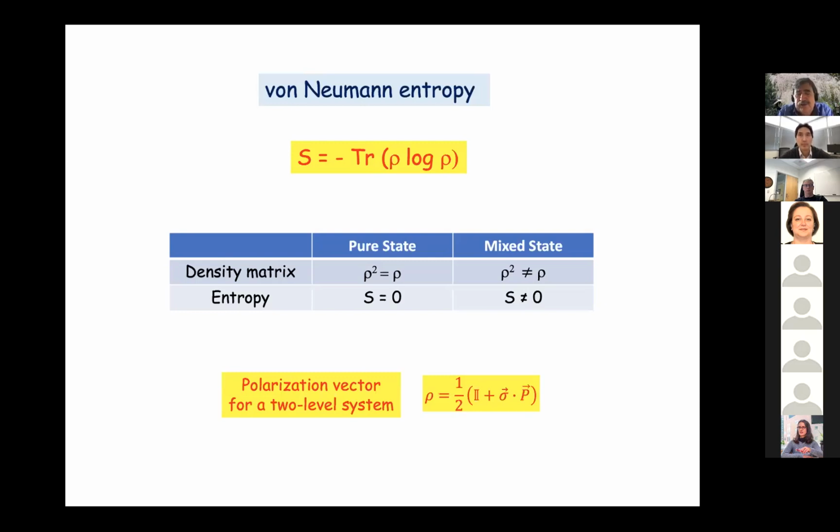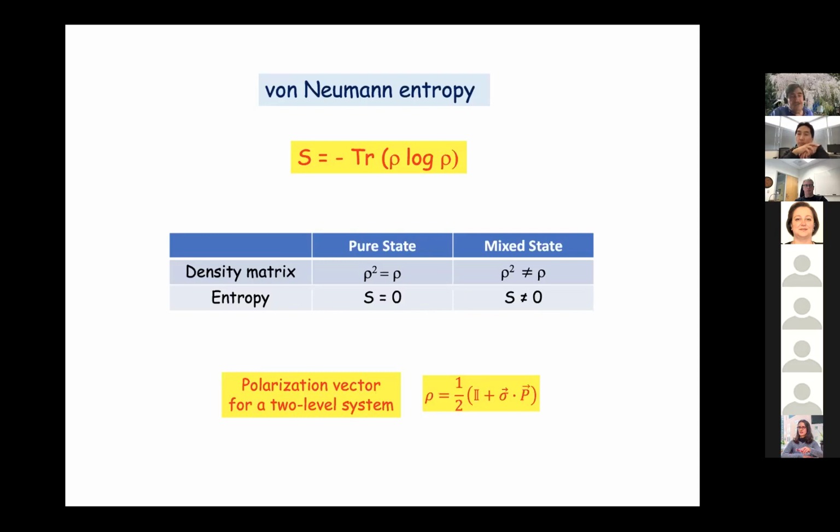Whereas for a mixed state, rho squared can no longer be rho. It typically is less than rho. In that case, the von Neumann entropy is non-zero. So a non-zero von Neumann entropy is a measure of your states being entangled or mixed states. If you can calculate them, then you can tell if the mean field approximation is adequate or inadequate for that system.